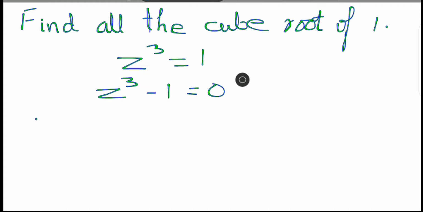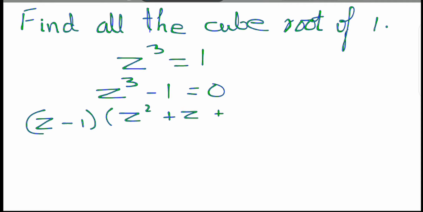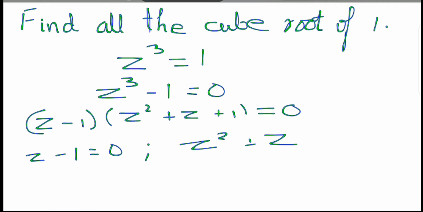Now we can factorize it as (z minus 1) times (z squared plus z plus 1) equals 0. Now, if the product of two numbers equals 0, then one of the numbers has to be 0. If z minus 1 happens to be 0, then we have z equals 1, quite a trivial solution. If that is not equal to 0, then z squared plus z plus 1 equals 0.